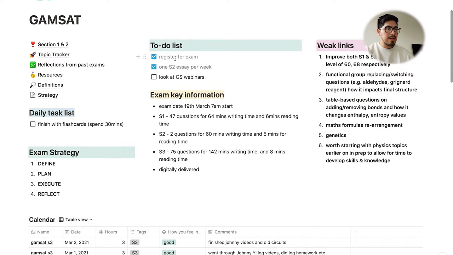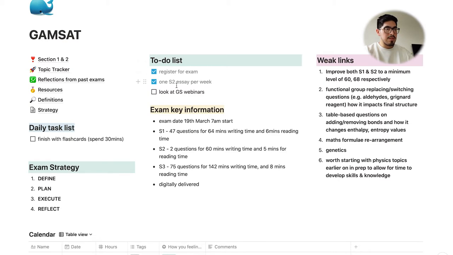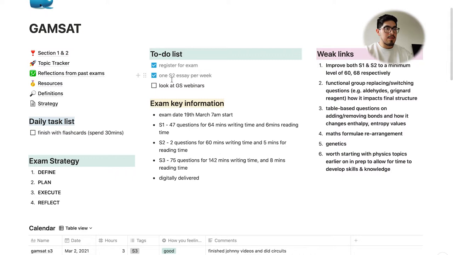And I also had a to-do list, which was, register for the exam, which I actually nearly missed, and do one Section 2 essay per week, which I actually kept to this time. But weirdly enough, I got a worse mark than last year, even though last year I think I only did 4 essays in preparation.